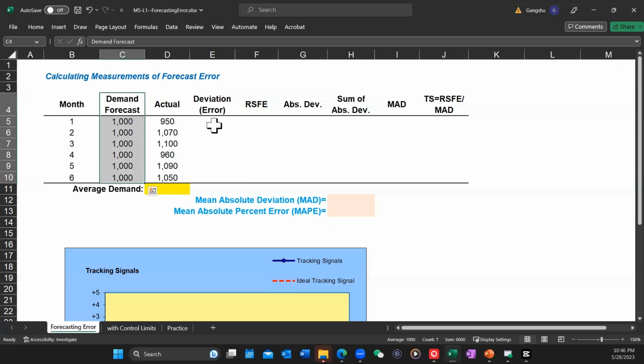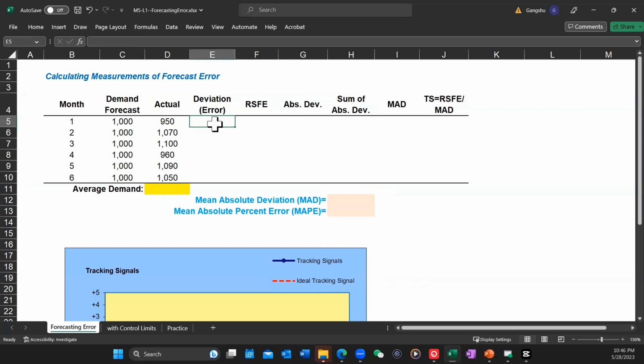Now our objective is to get the value of mean absolute deviation, MAD, and the mean absolute percent error, the MAPE. And at the same time, we would like to observe the tracking signals. Now let's start the calculation.